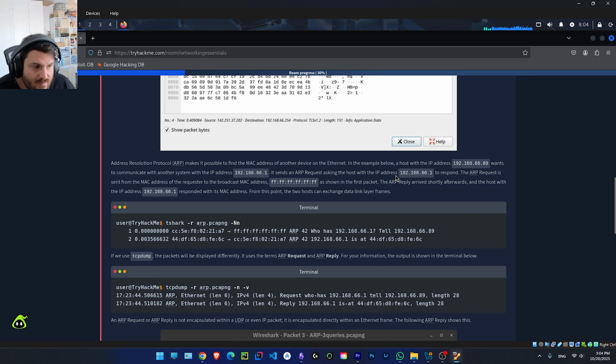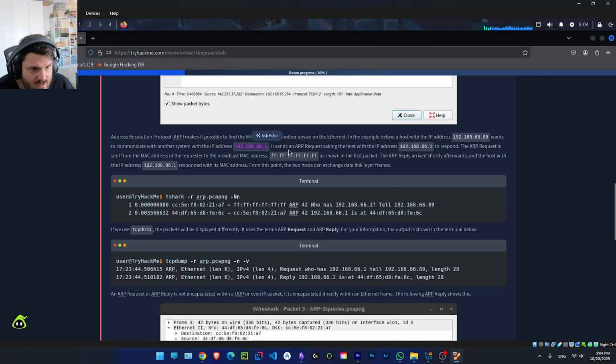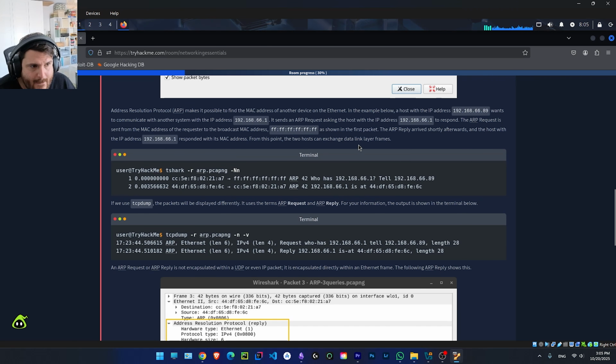Address Resolution Protocol, or ARP, makes it possible to find the MAC address of another device on the network. In the example below, a host with the following IP address wants to communicate with another system with the following IP address. It sends an ARP request asking the host with this IP address to respond. The ARP request is sent from the MAC address of the requester to the broadcast MAC address. The ARP reply arrives shortly afterwards, and the host with this IP address responds with its MAC address. From this point, the two hosts can exchange data link layer frames. And here is basically displayed the above mentioned.